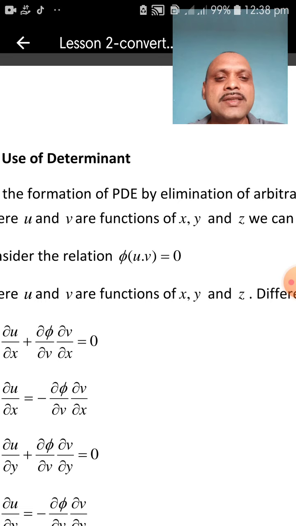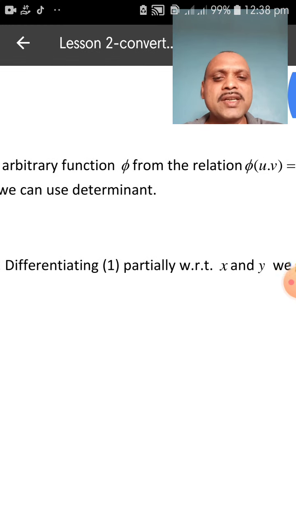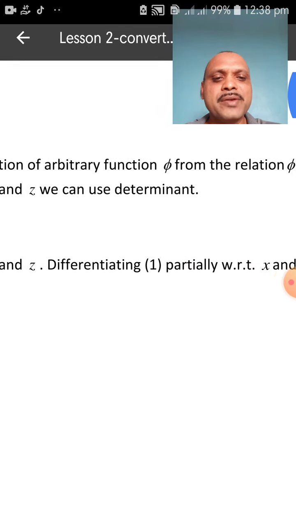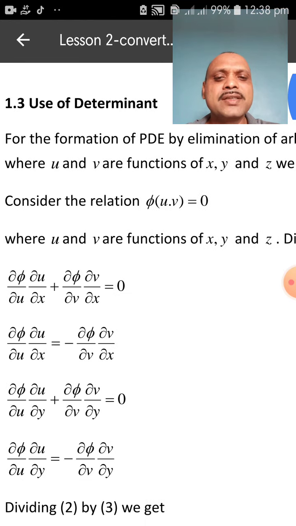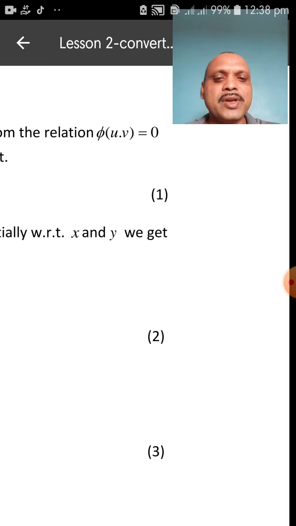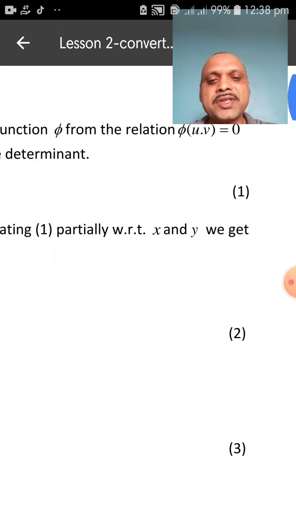Remember that here z is a dependent variable and x and y are independent variables. So consider this relation phi of u comma v equal to 0. This is equation number 1, and here we have to eliminate phi, so we require two more equations.